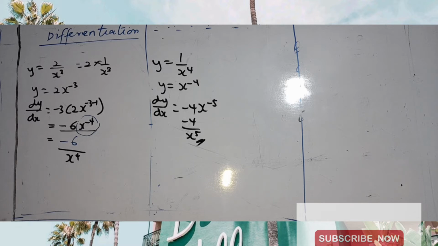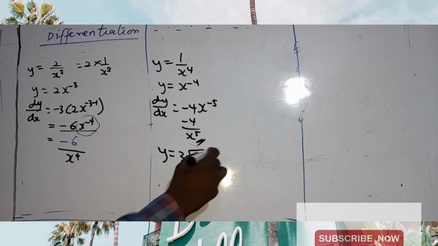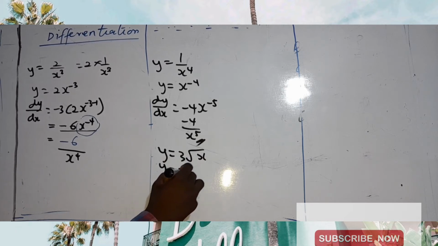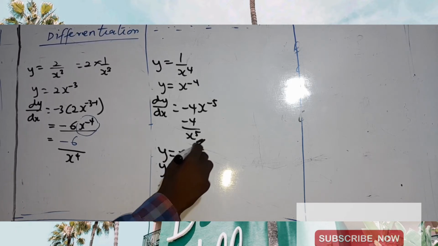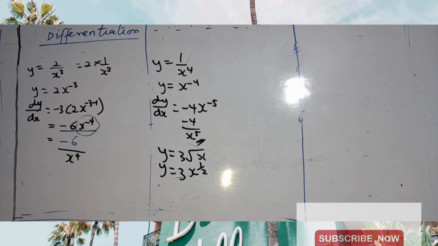Good. What if you have a question like y is equal to 3 square root x? Now this one I want to rewrite. So this is going to give me y equal to 3, then I want to have the power for it. So square root of x is the same as what? x raised to the power 1 over 2.